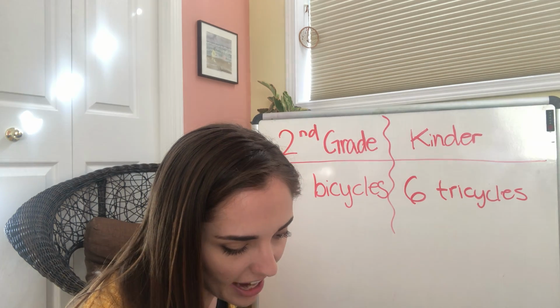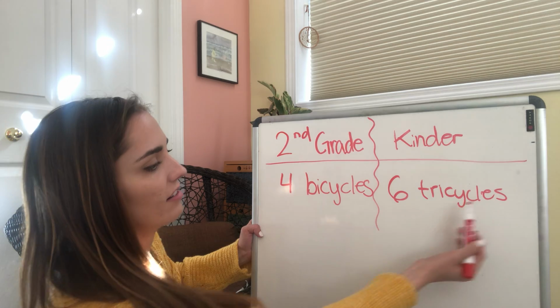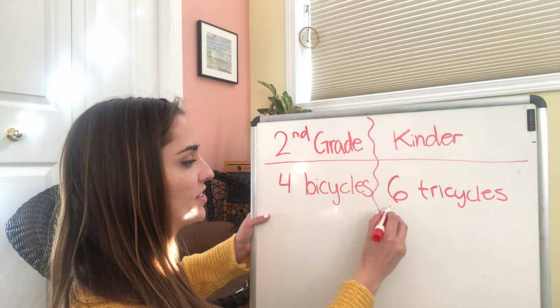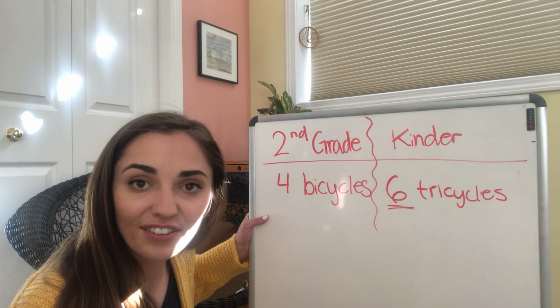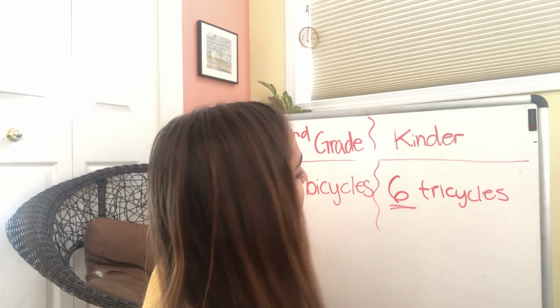So the first question is, how many tricycles are there? Well, since we've written out our important information here, it shows us right here that there are 6 tricycles. So that first question, your answer is 6. Pretty easy.